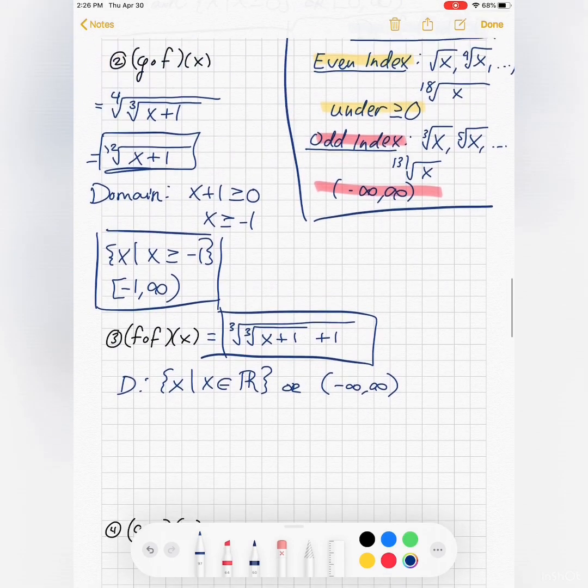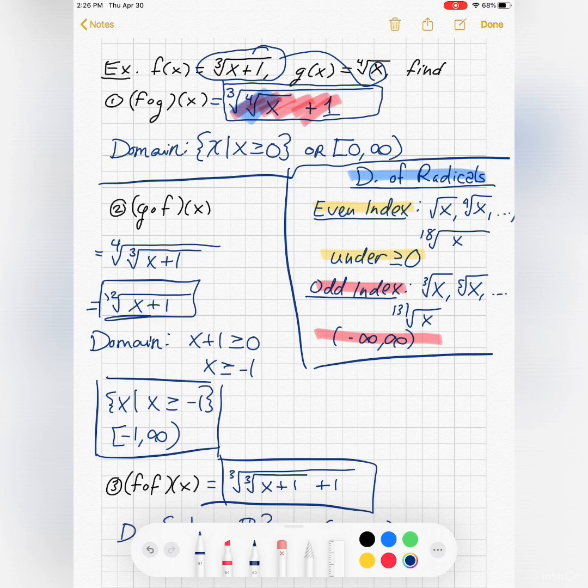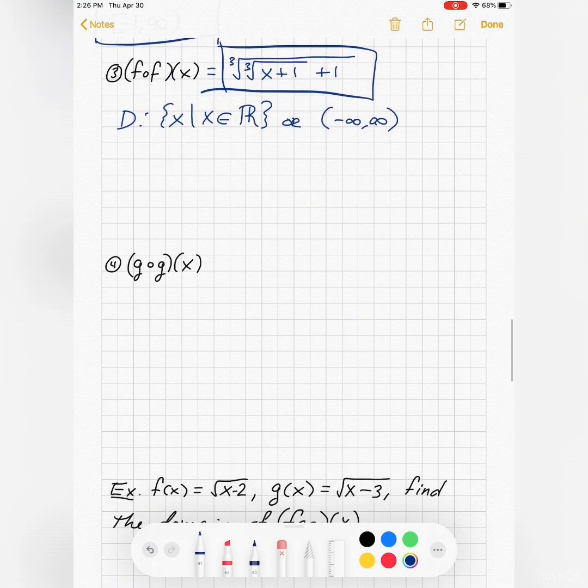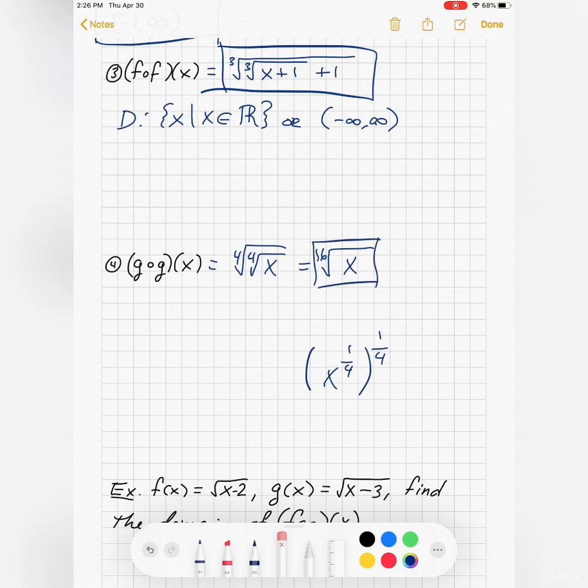And one more, g of g. So g is the fourth root of x. If I plug that into itself, that's the fourth root of the fourth root of x. So that's like x to the 1/4 to the 1/4. X to the 1/16, the 16th root of x. So that's an easy one too. And the domain, well, that's an even index root. So I must say what's underneath that root is non-negative.